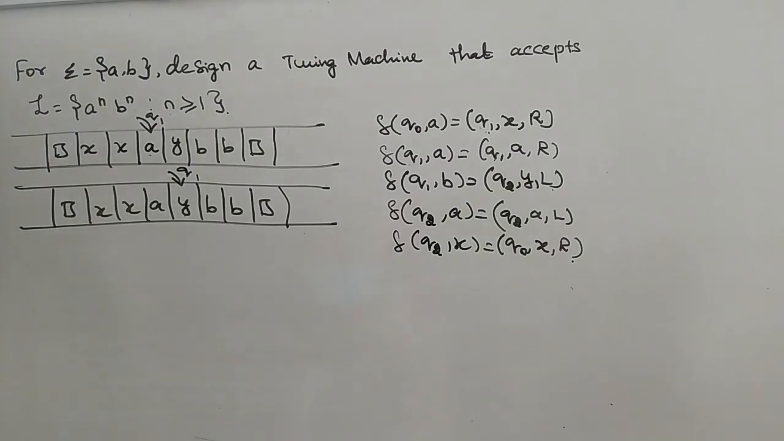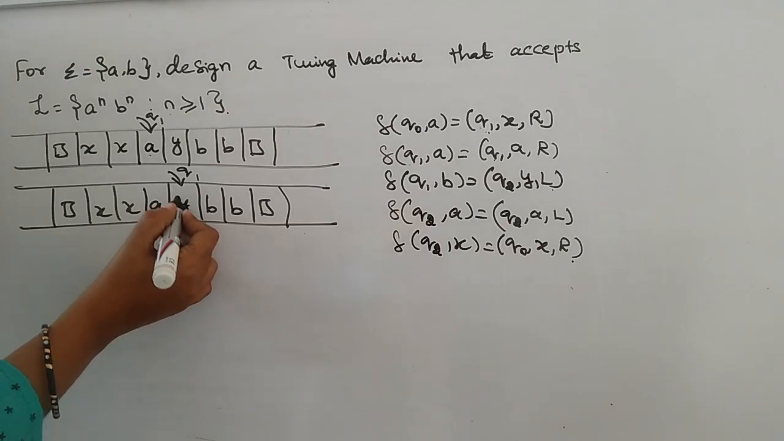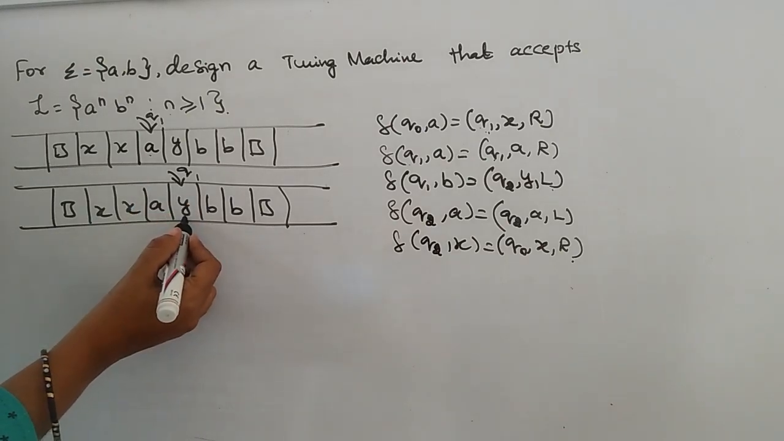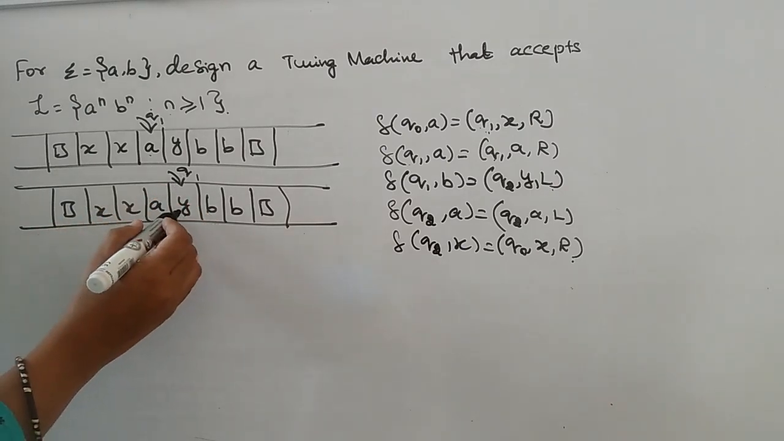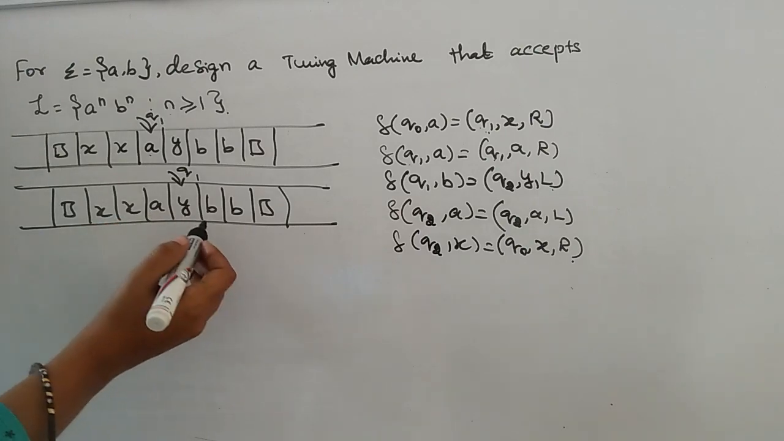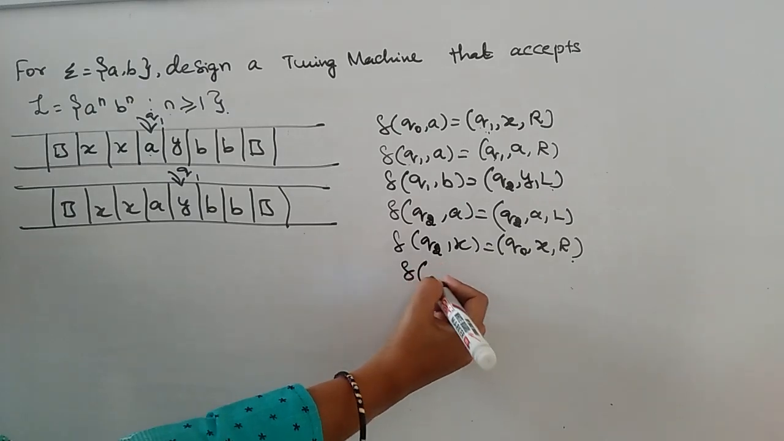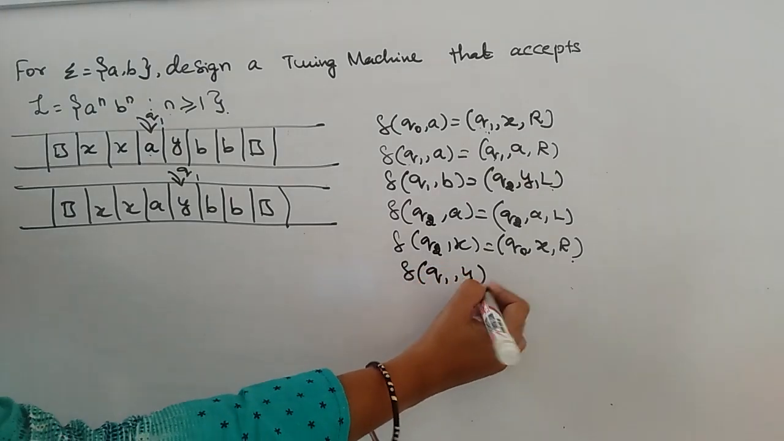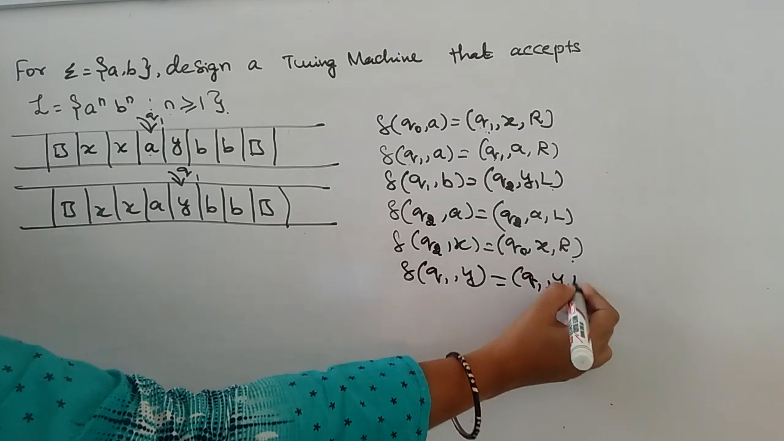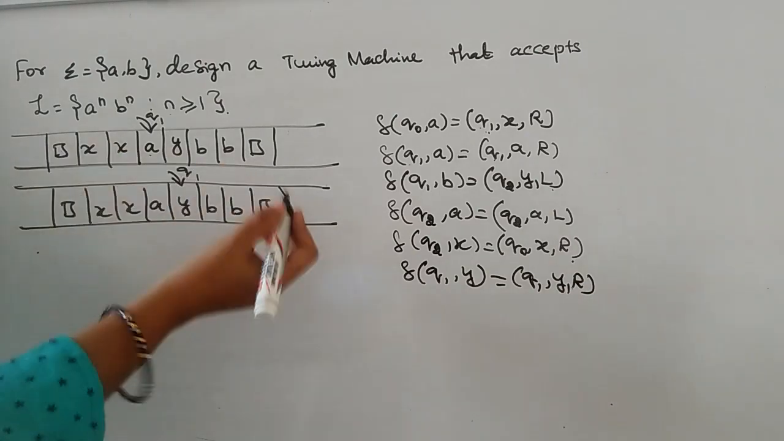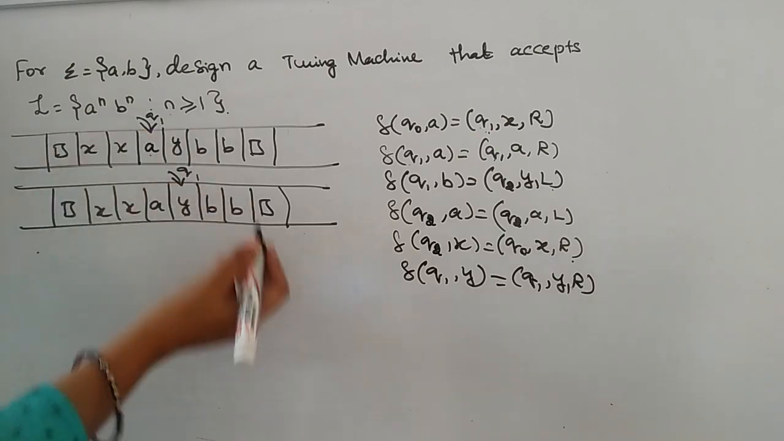Now what we are going to do here is, if the read write head is pointing to the symbol Y, and the machine is in the state Q1, we need to simply shift the read write head towards right only. That's why here we can write del of Q1 comma Y is equal to Q1 comma Y comma R. Why are we moving the read write head towards right? Because we have to trace the next B.